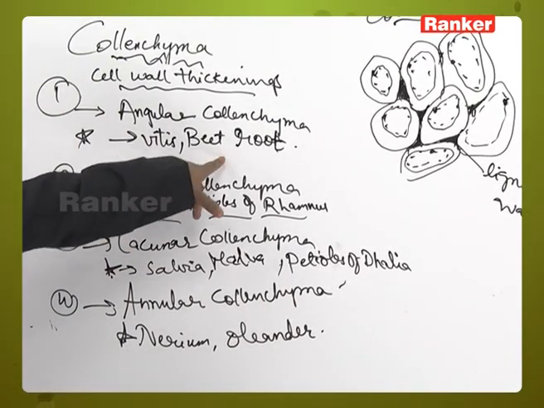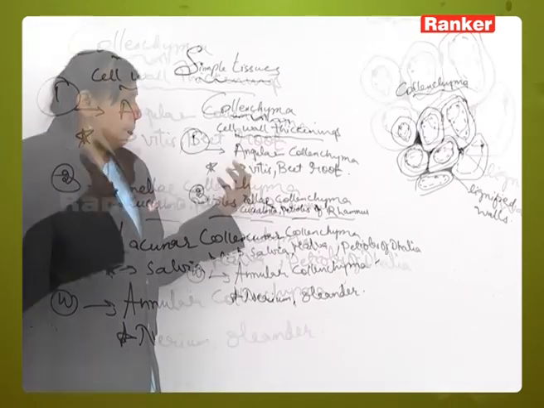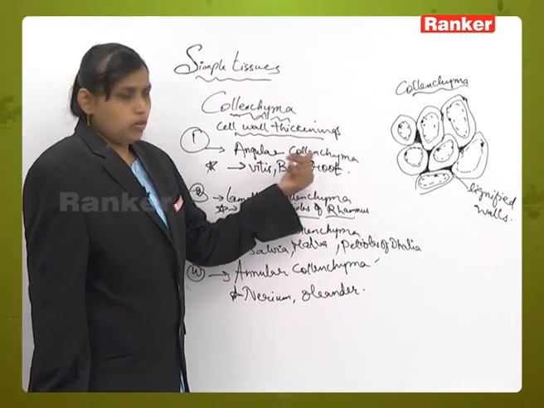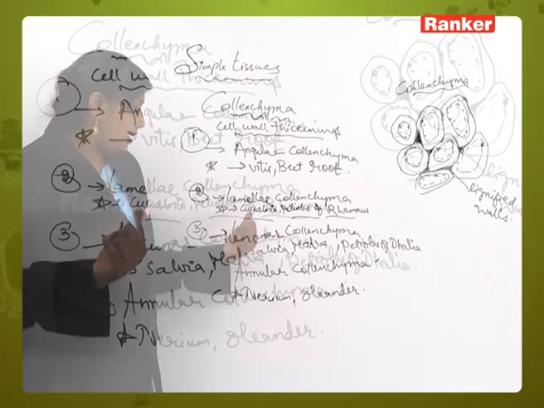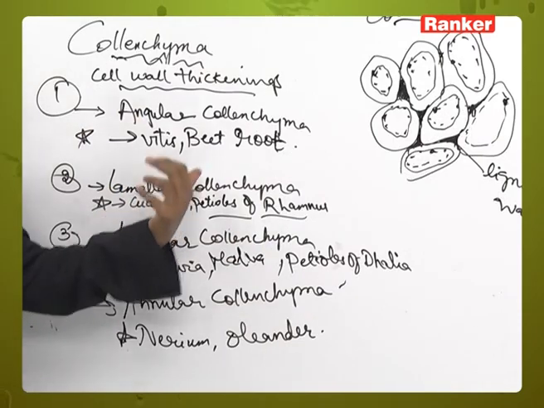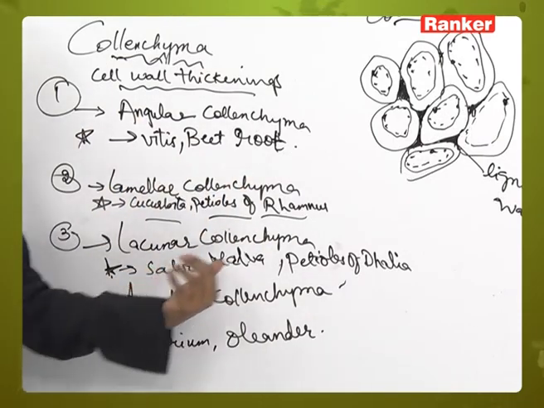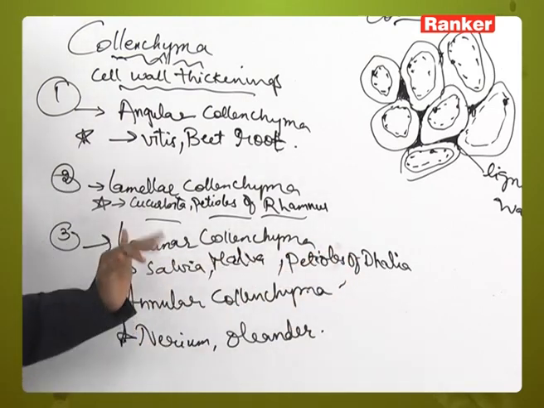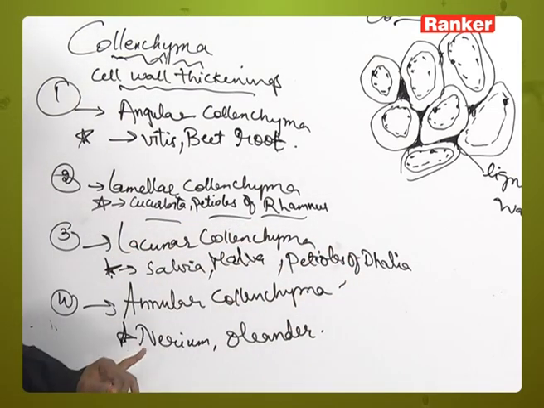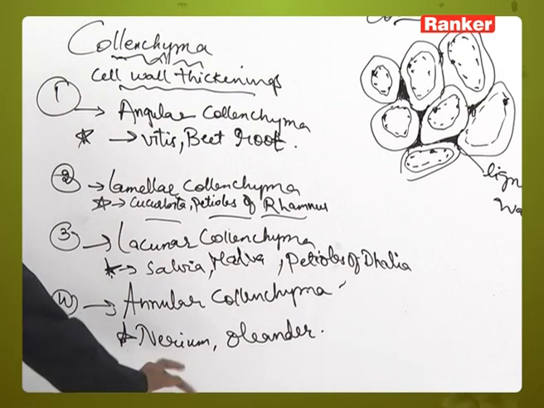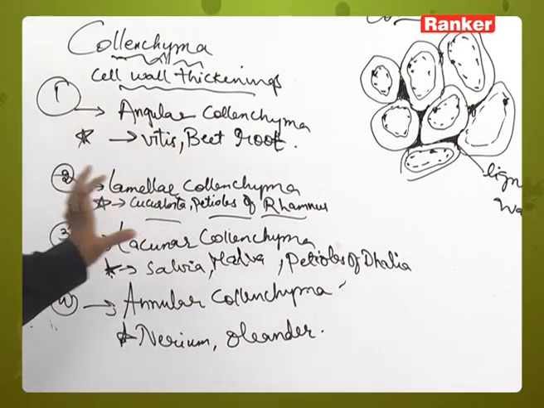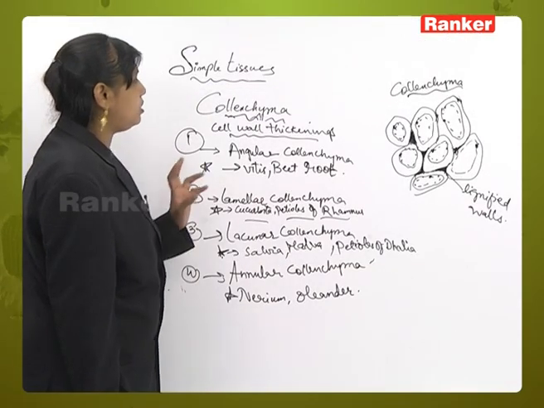Angular is vitis, beetroot. You will get a question like, beetroot exhibits what type of Collenchyma? Angular. Next, cucurbita is an example of dash type of Collenchyma. Next, salvia, malva or petiole of dahlia are examples of which type of Collenchyma. Next, nerium shows which type of Collenchyma on the basis of cell wall thickenings. Okay. Now, next we will come to the functions of Collenchyma.